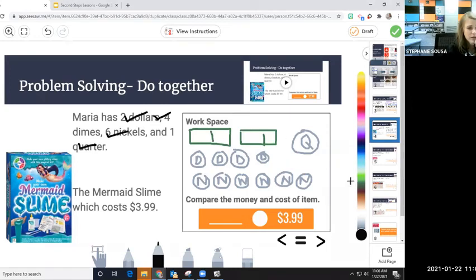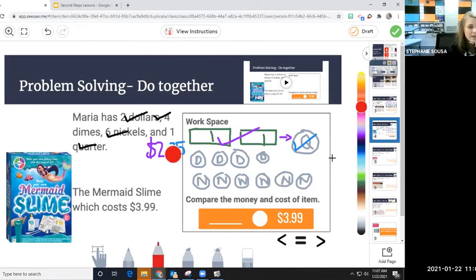I know that my $2 is $2. So I'm going to go ahead and write that over here. $2. I know that a quarter is worth 25 cents. So I'm going to have $2.25. I'm going to put those two together for me.